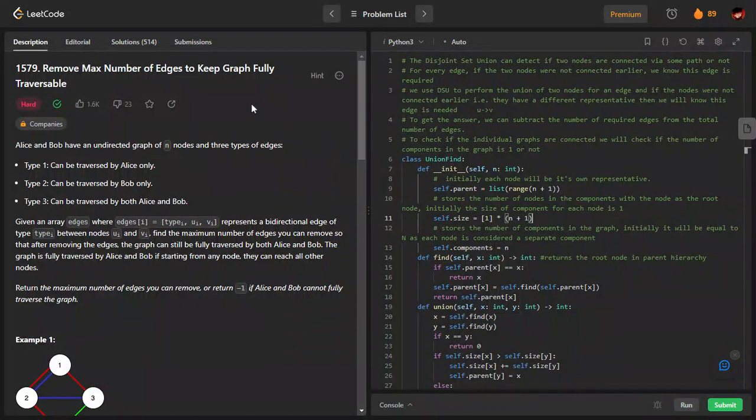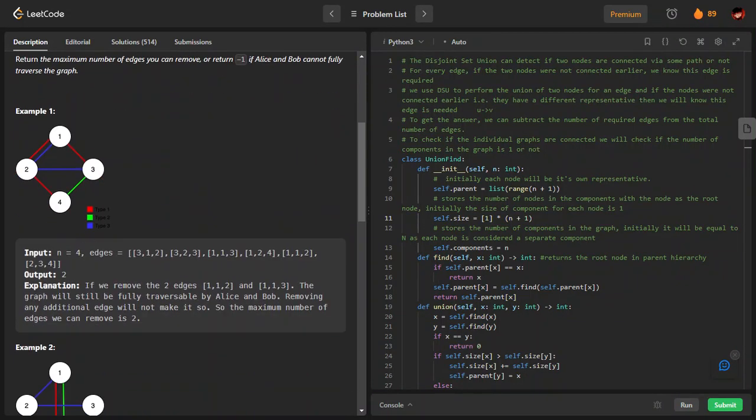Today is day 30 of the Upper Daily LeetCode Challenge. Today is the last day for the Upper Daily LeetCode Challenge, and it is a hard question for us. It's question 1579: Remove Maximum Number of Edges to Keep Graph Fully Traversable. Now let us quickly understand what the question is.